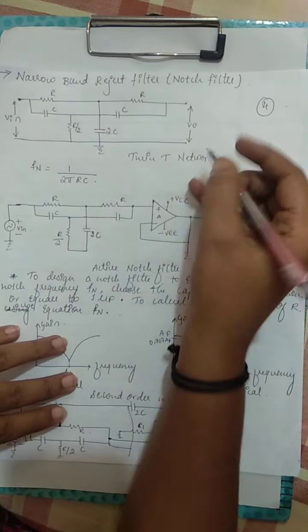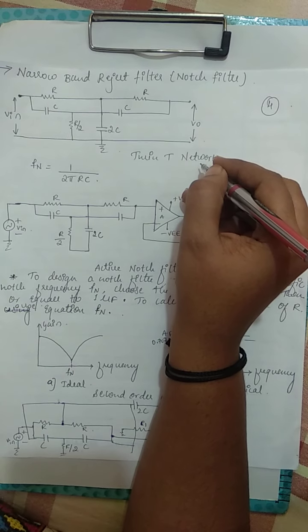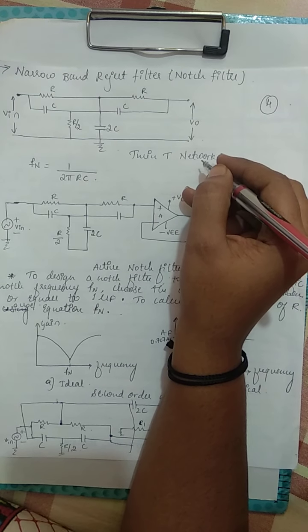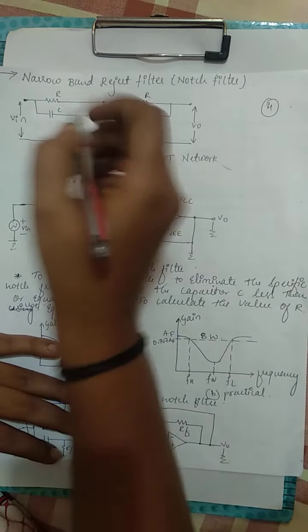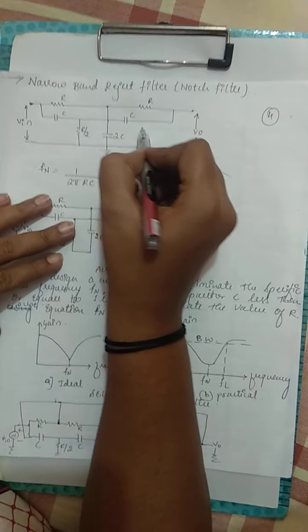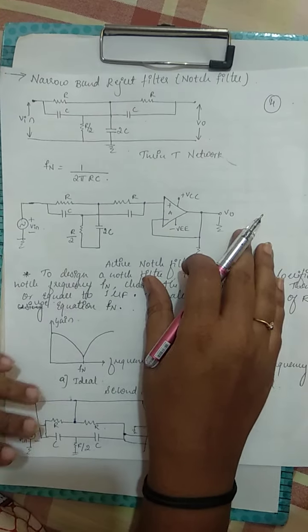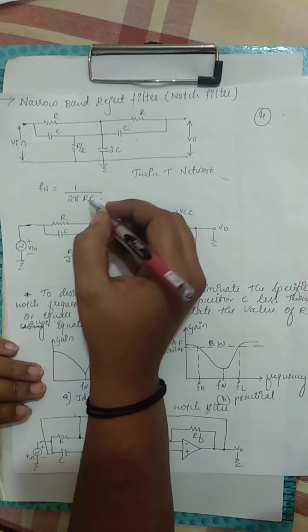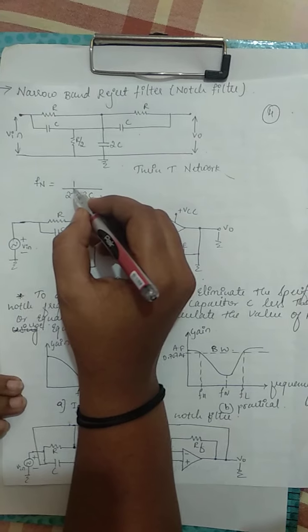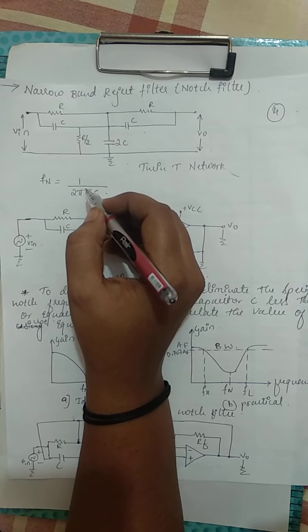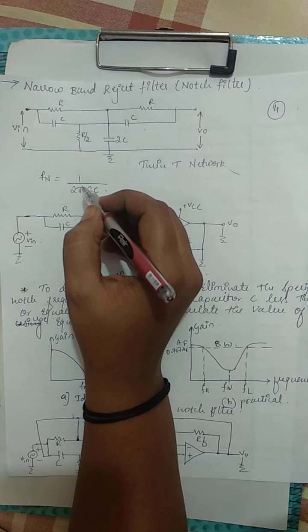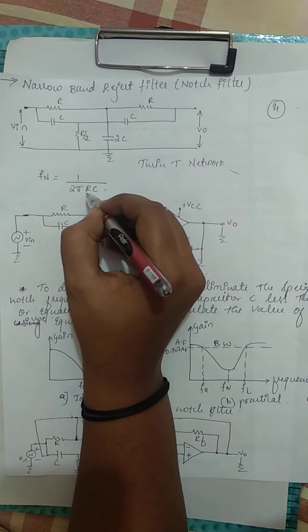So this is the twin T network. To obtain this twin T network, we use passive circuits, consisting of two resistors and two capacitors. To calculate Fn, the notching frequency, or you can say the notch out frequency, Fn is equal to 1 by 2 pi RC.